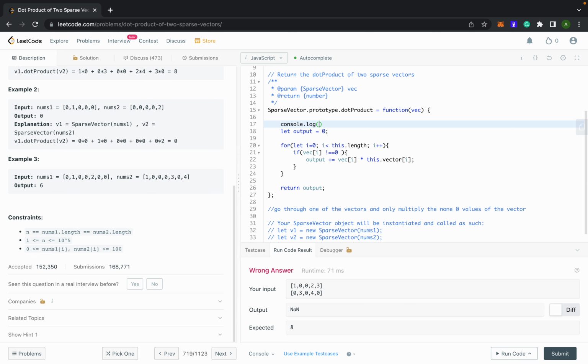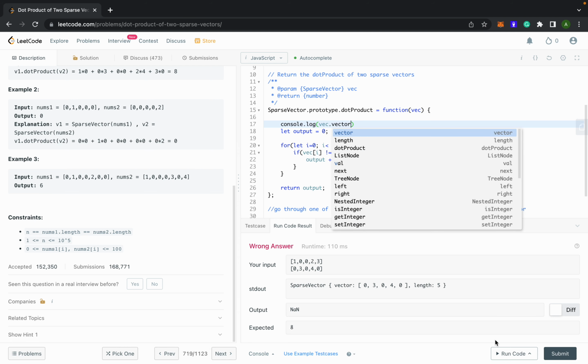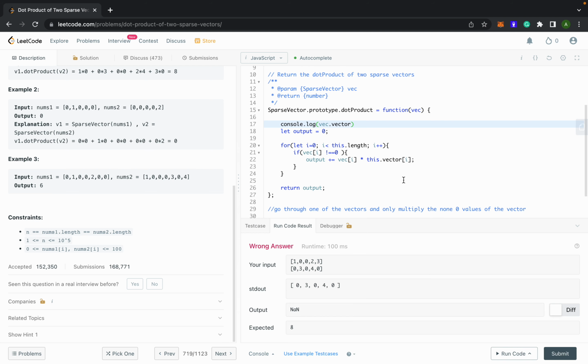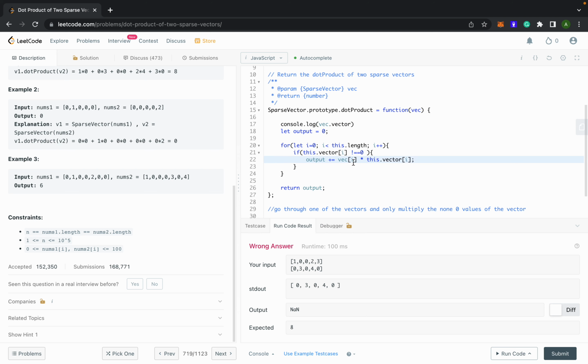Yeah, I'm sorry, but we're going to be using a lot of console.log until I get better at this. Yeah, that's what I thought, right? Vector is the sparse vector. So if I do vector, that should work. Yep. So all I needed to do here instead, you know what? I could just use the one I already saved, right? And then I just have this.vector, and then vec.vector at this position.